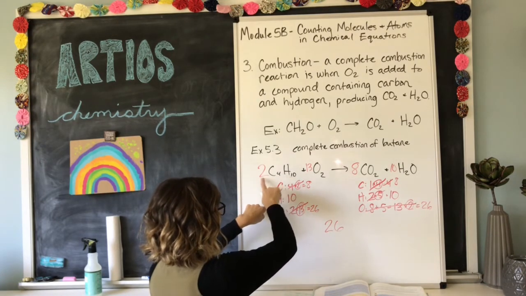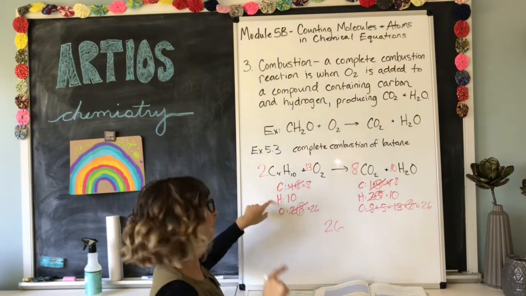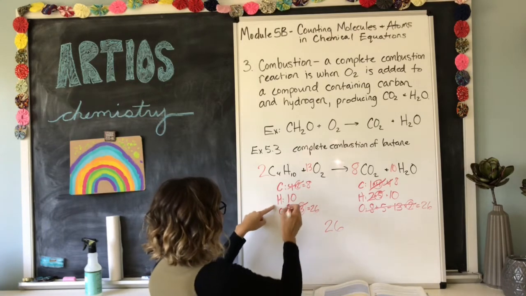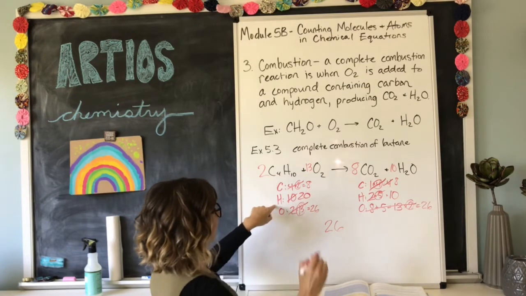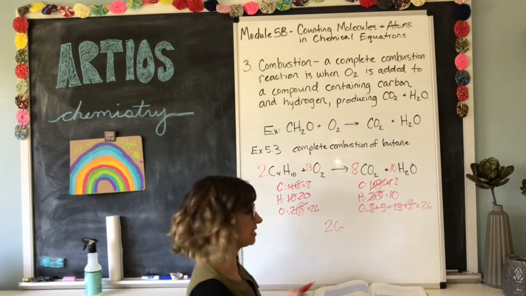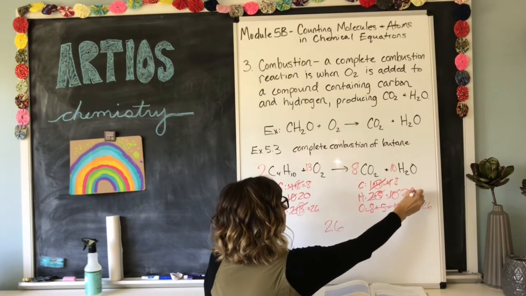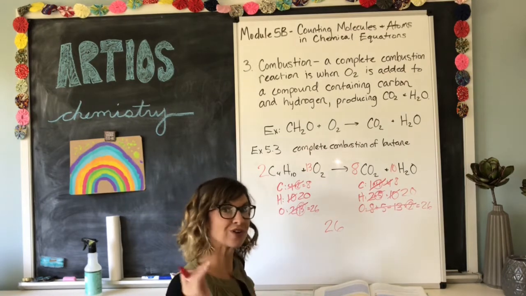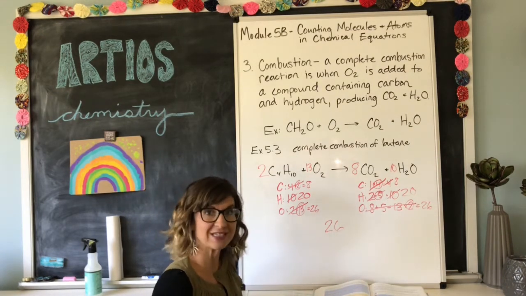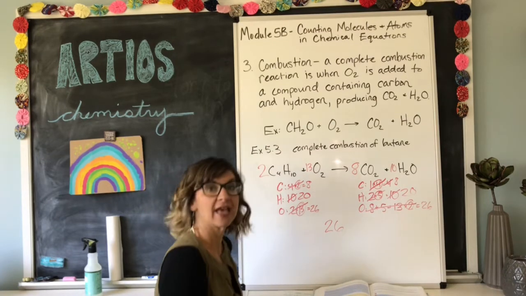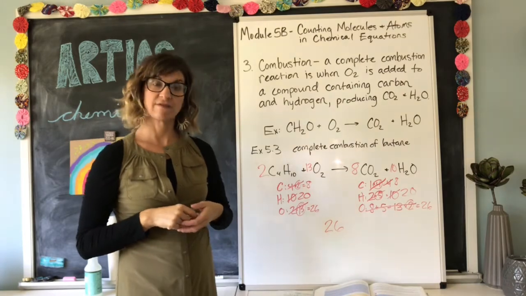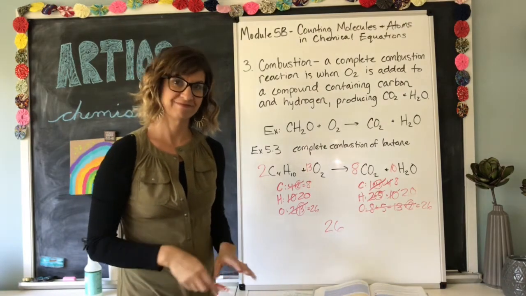Hydrogen has now changed because I added that 2 coefficient out front. So I have 2 times 10, so now I have 20 hydrogens on the left. And on the right, I have 10 times 2. On the right, I have 20 hydrogens. And then, of course, our oxygens, which we worked so hard to balance, are still balanced at 26 on the left and 26 on the right. And so that is how you write the balanced complete combustion reaction for butane.